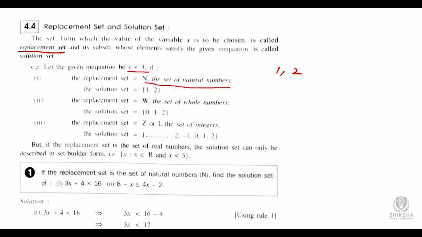Now if the replacement set is the whole numbers, it would have been 0, 1, 2. And for integers it would have been negative infinity to 2. But if the replacement set is the set of real numbers, the solution set can be described in set builder form only, because real numbers include all the numbers in between. So it will be written as x such that x belongs to real numbers and x less than 3. We cannot write it as a list.